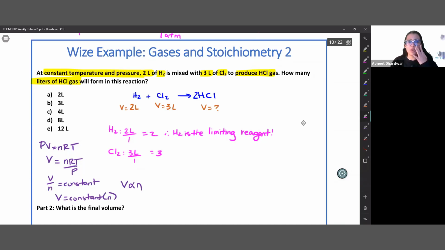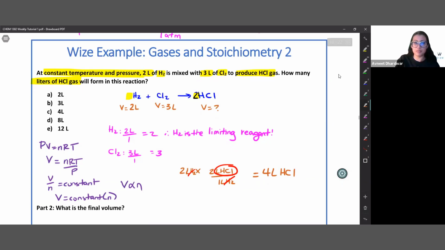And so we're going to use the volume of hydrogen to figure out the volume of HCl that's going to be produced. So if we have 2 liters of hydrogen, then because of the coefficients, you're going to multiply by 2. That's going to give you 2 liters of HCl for every 1 liter of hydrogen because of its coefficient. So we had 2 liters of hydrogen, and then the liters hydrogen unit cancels out. And we're going to be solving for the liters of HCl. So you're going to get 4 liters of HCl, and that's going to be your answer here. That's the volume of product that we would get.